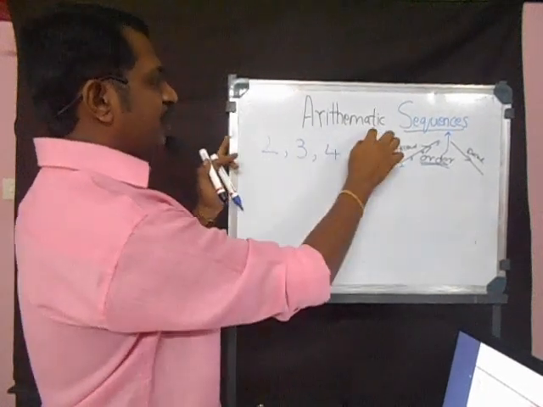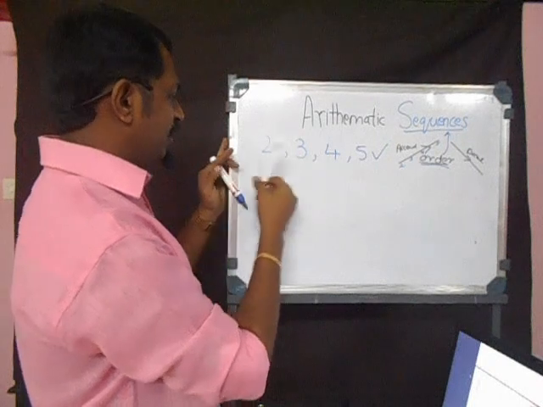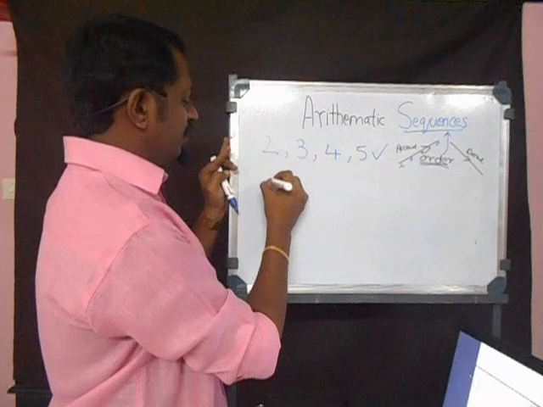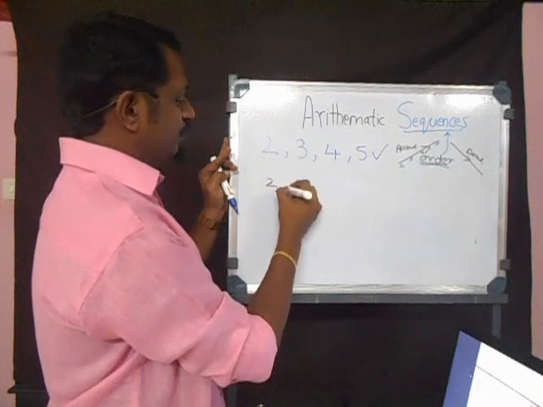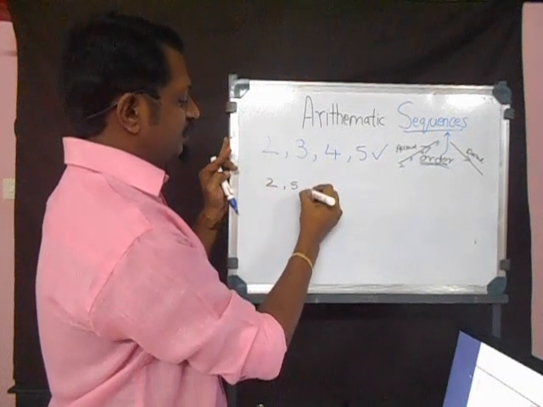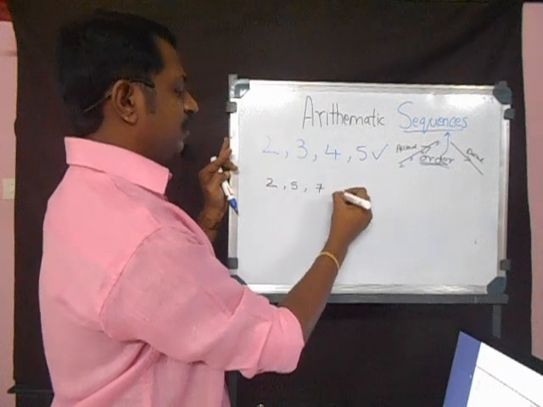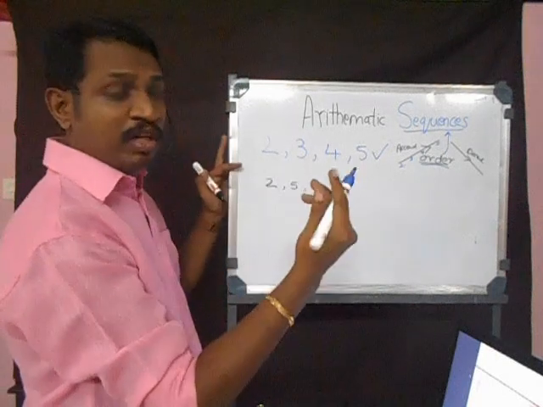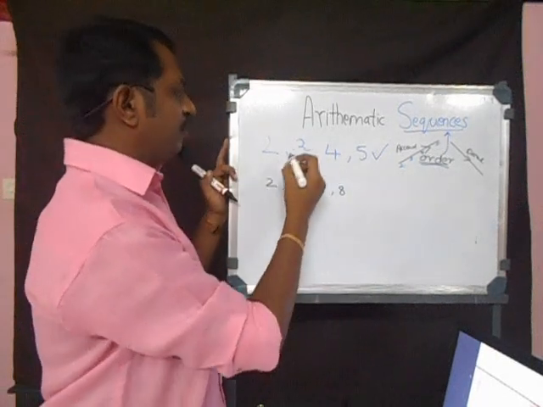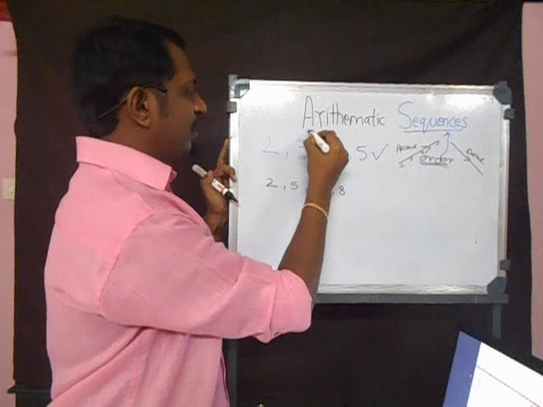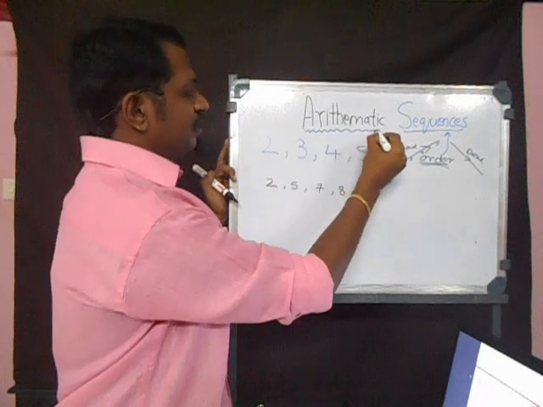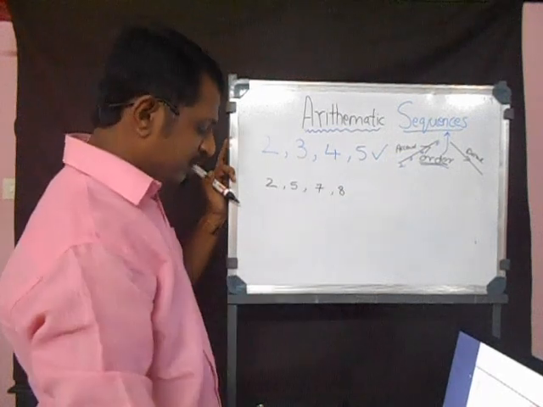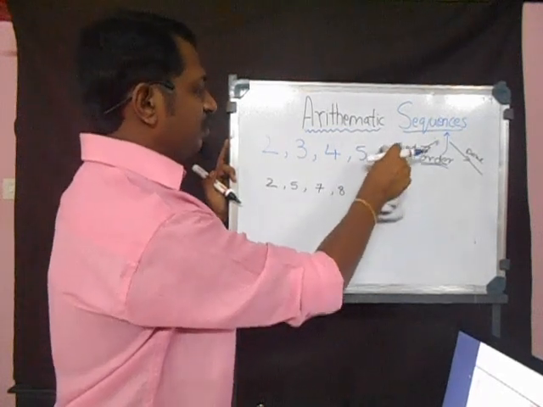Now let's go for what is an arithmetic sequence. Let's take another example. Here we take the same example and we take the next example as, say, 2, 5, 7 and 8. Now let's go for a word called common difference. When we talk about common difference, that is where the arithmetic sequence comes in. So we know that this is a sequence, this also is a sequence. But now what is the difference between the two?